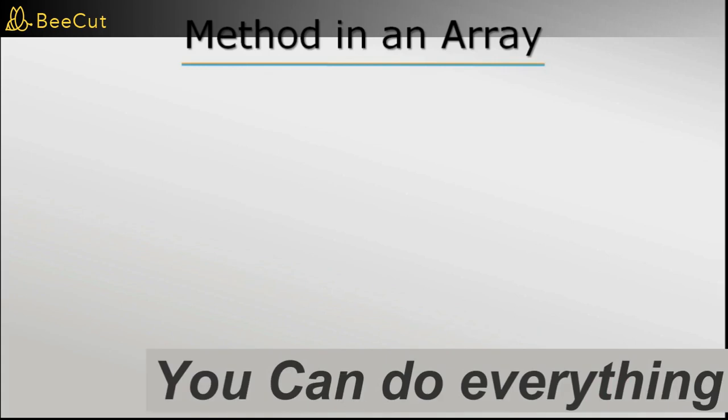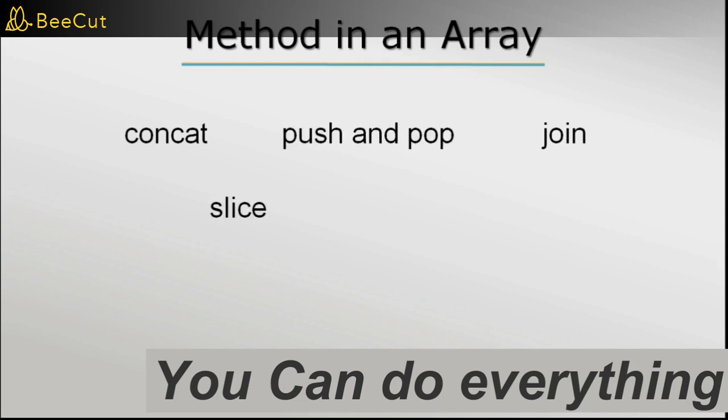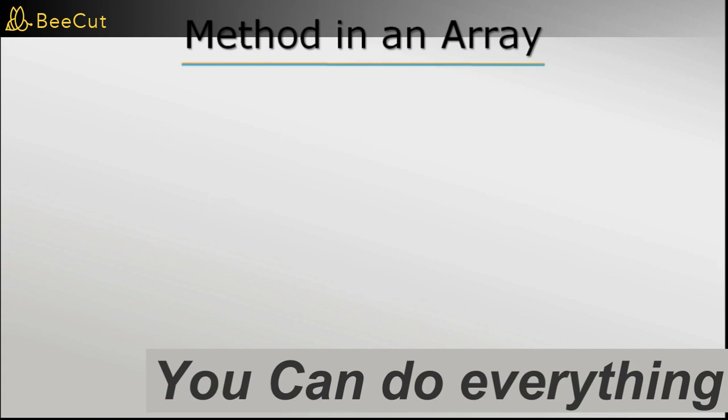Let's look at some useful methods available with the array objects in JavaScript. Some of these methods are concat, join, push and pop, slice, splice, and sort. So let's start with the concat method. The concat method, as the name suggests, is used for joining two or more arrays into a single array.